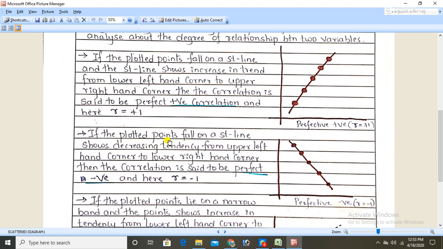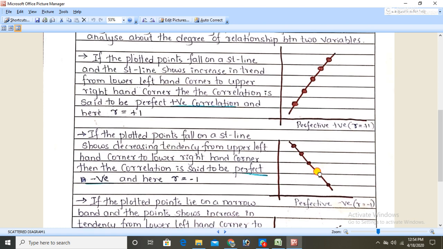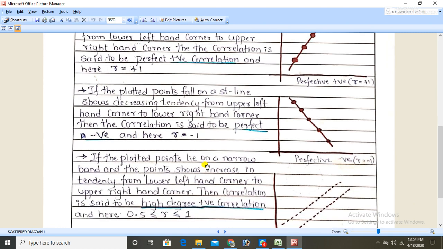If the plotted points fall on a straight line and show a decreasing tendency from the upper left hand corner to the lower right hand corner, meaning both x and y values are decreasing, then the correlation is said to be perfect negative correlation. And here r is equal to -1.